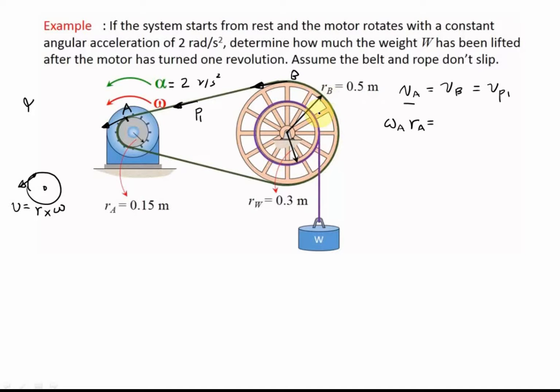In here, we do not know what omega B is. So omega B, the larger wheel, times your RB should give the same velocity, right? So your omega B is equal to omega A times RA over RB. Right now RA and RB are given. RA is 0.15, RB is 0.5. Then omega A.